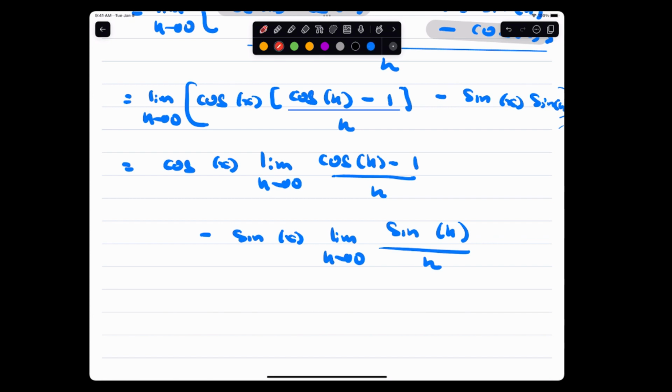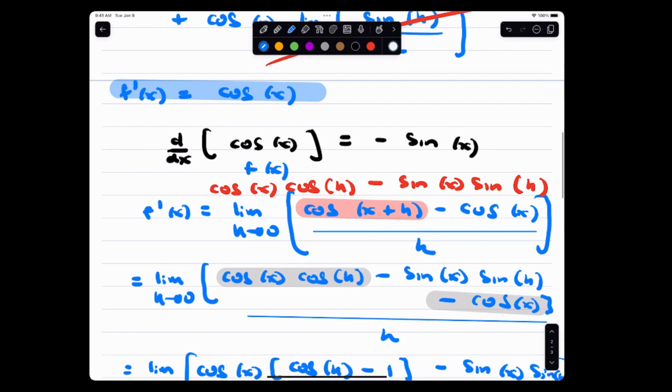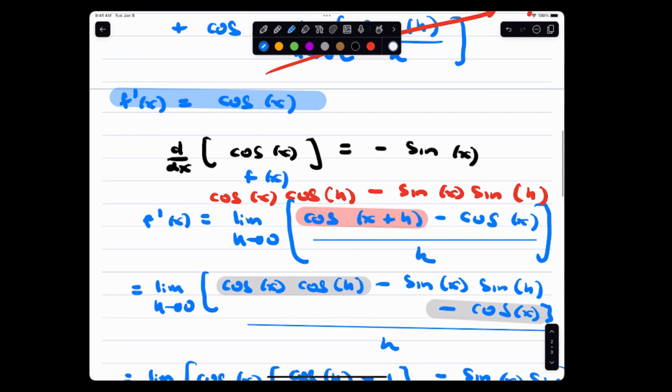So now again, we have that limit, and that goes to 0. And we have this limit again, and that goes to 1. And so what does that give you? That means this is minus sine x. All right, you guys okay with that? There's your derivative. It's minus sine x. So I just proved to you guys that the derivative of cosine is what?